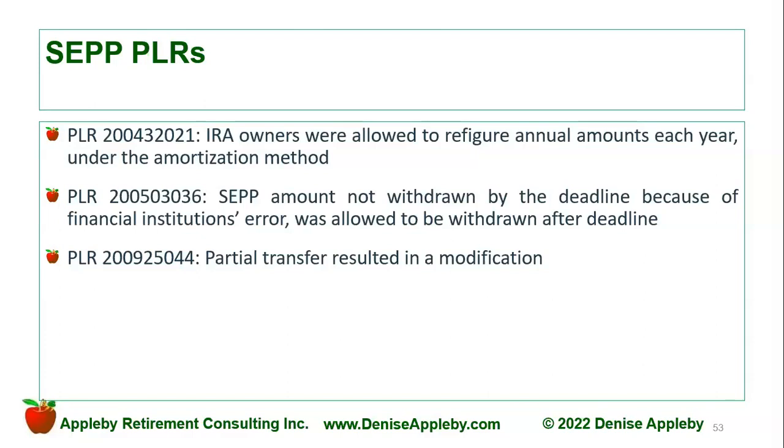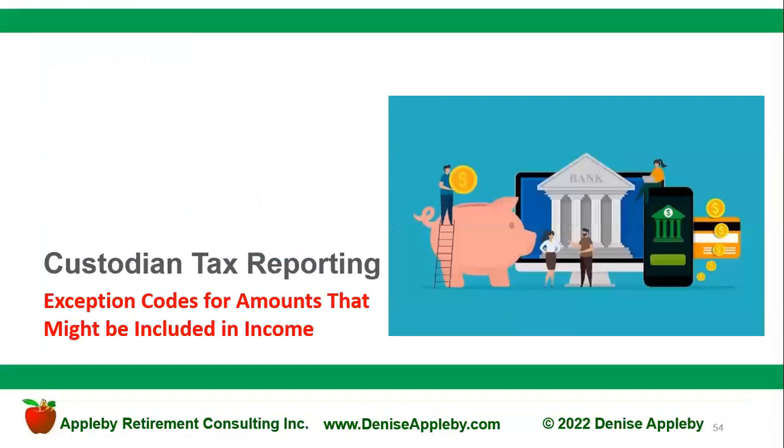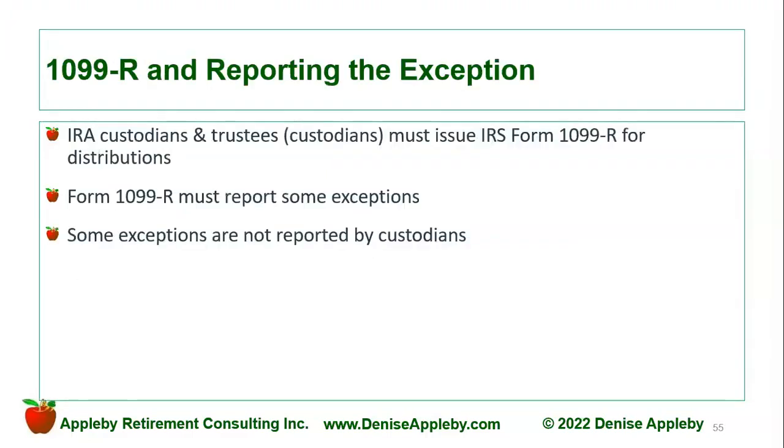And in 2009-25044, someone decided that they wanted to do a partial transfer of the account from which they were running a 72T payment, and that resulted in a modification. Now, we cannot talk about 72T payments without talking about the tax reporting that is done. Because in addition to the tax reporting that's done on the tax return, there is, of course, what the IRS reports on the 1099-R.